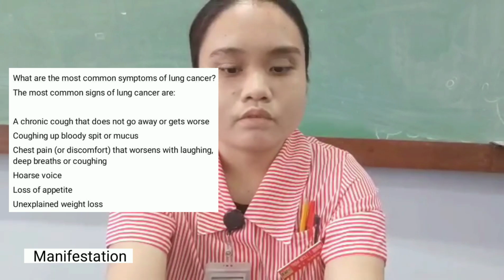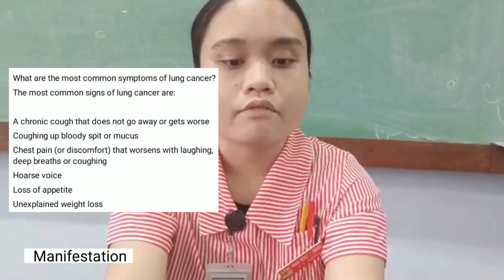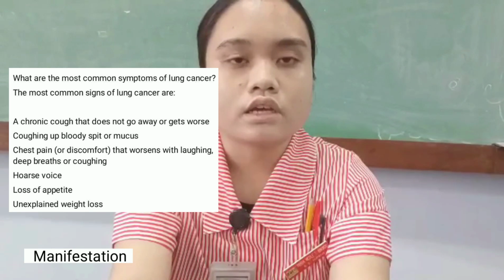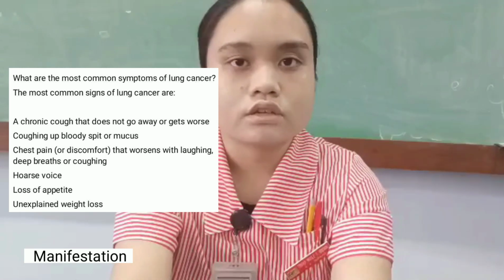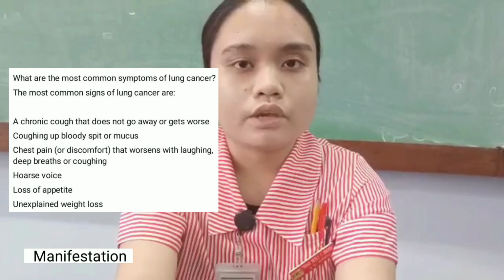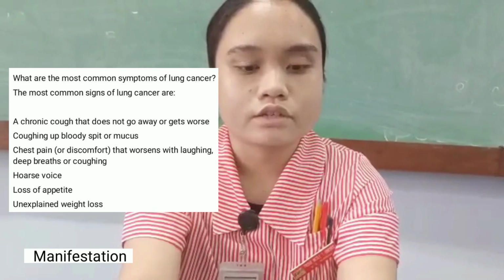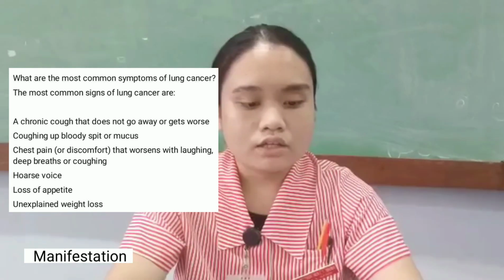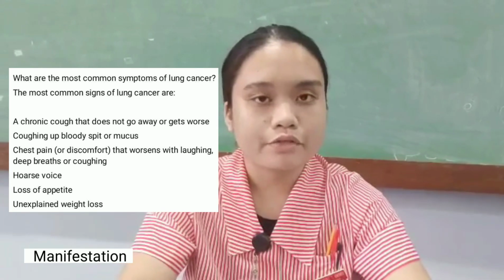The most common signs of lung cancer are a chronic cough that does not go away, a very infectious one that comes from smoking, coughing up bloody spit or mucus like you have TB, chest pain or discomfort that worsens with laughing, deep breaths or coughing when you run fast. It aches here on your chest. When you do errands, you start to take deep breaths but hardly can because of chest pain. You have a hoarse voice.